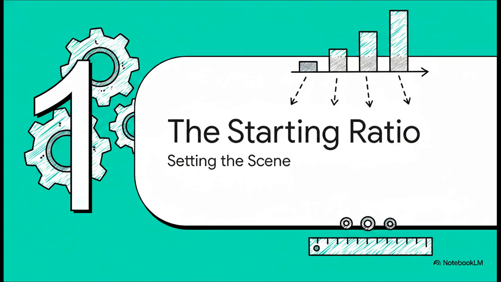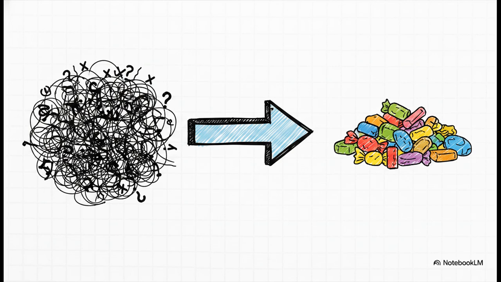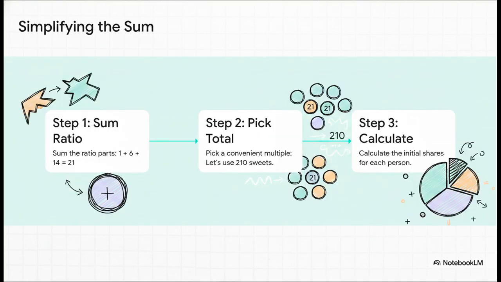First things first, before any sweets get passed around, we need to figure out exactly how many everyone has at the very beginning. Let's set the scene using that starting ratio, 1 to 6 to 14. Now, you could jump into algebra here with a bunch of x's and y's, but honestly, that can get messy real fast. A much smarter exam technique is to just pick a convenient number for the total. Trust me, it makes the calculations a whole lot easier to handle. So how do we pick a good number? Well, it's actually pretty simple.